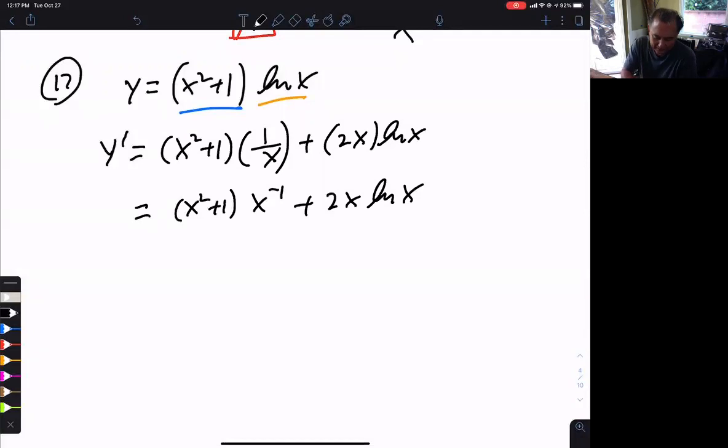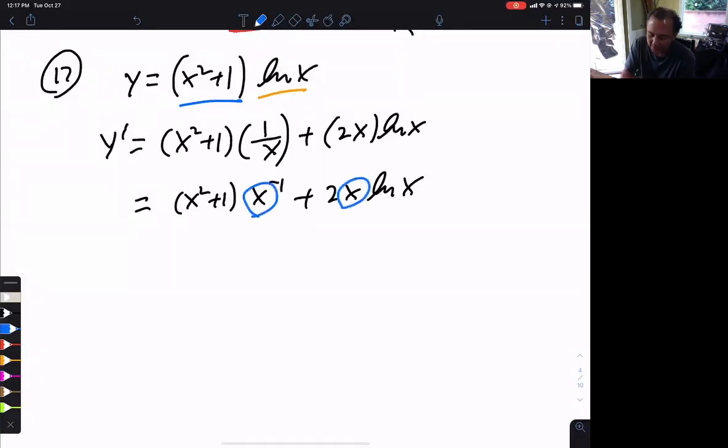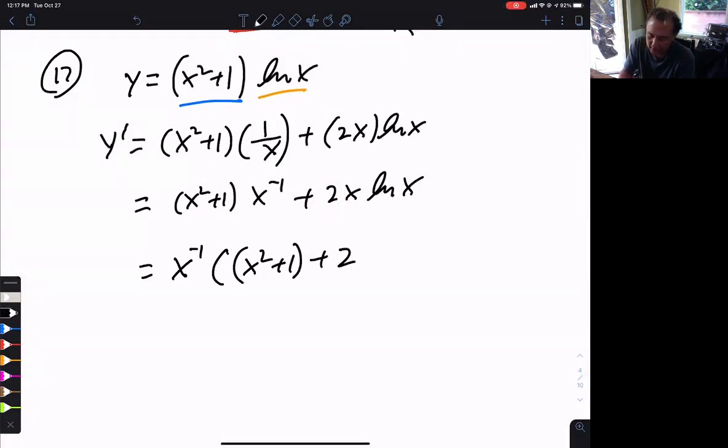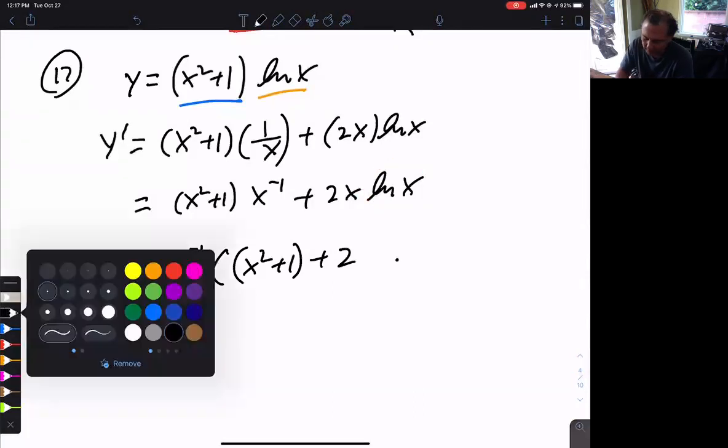Okay, here's what I see. They both have an x. So I'm going to take an x out. But remember, you always take the lowest power. Which one's smaller, negative 1 or 1? Hopefully you agree negative 1's smaller. So if I take this out, I'm left with this. And then I still have a 2 plus 2. I still have ln of x. I'm going to put that here.